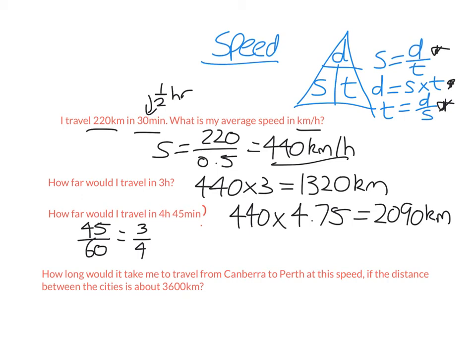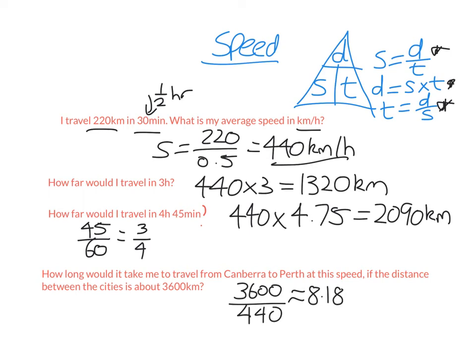Now you've just got to make sure the distance and the speed are in the same units. Here they are. The distance is in kilometres, but the speed is in kilometres per hour. So I can do the simple division 3,600 divided by 440, which was the speed in kilometers per hour. Now, the answer I get is about 8.181818. It goes on forever. So to 2 decimal places, it's 8.18.